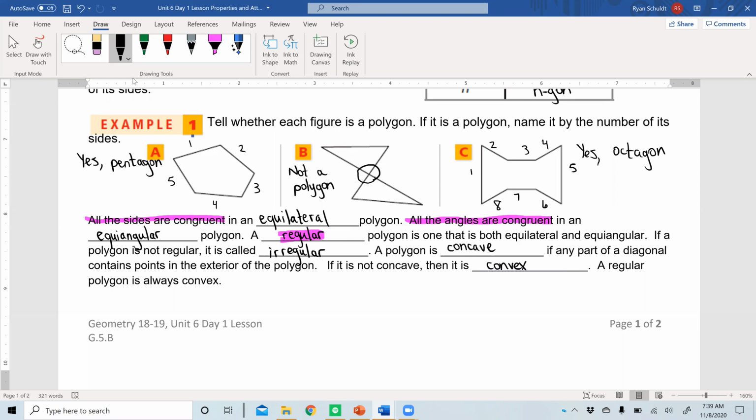Now, a regular polygon will always be convex. We can't go backwards and say a convex polygon is always regular. We cannot say that. But if you say it's regular, then you have to say convex.